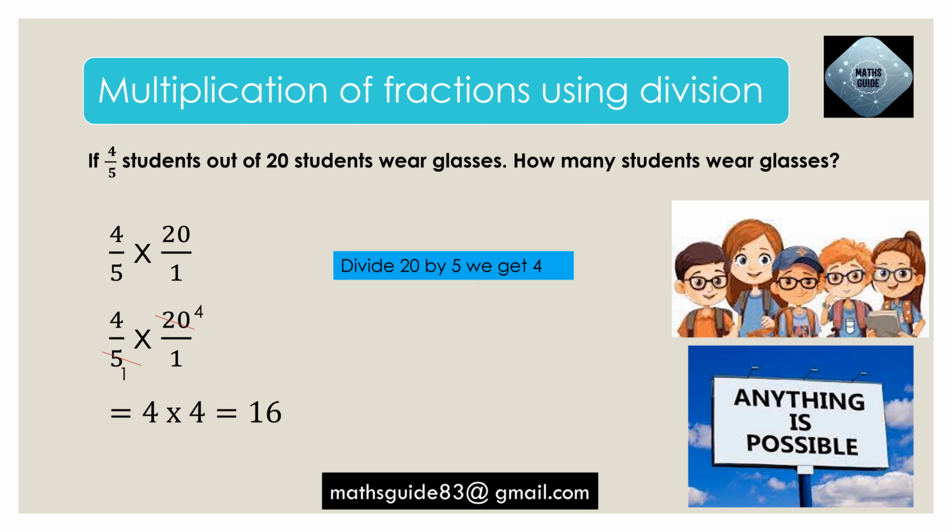So after division, the fraction is reduced. Now multiply both numerators and denominators. We get 16. It means 16 students out of 20 wear glasses. Easy?